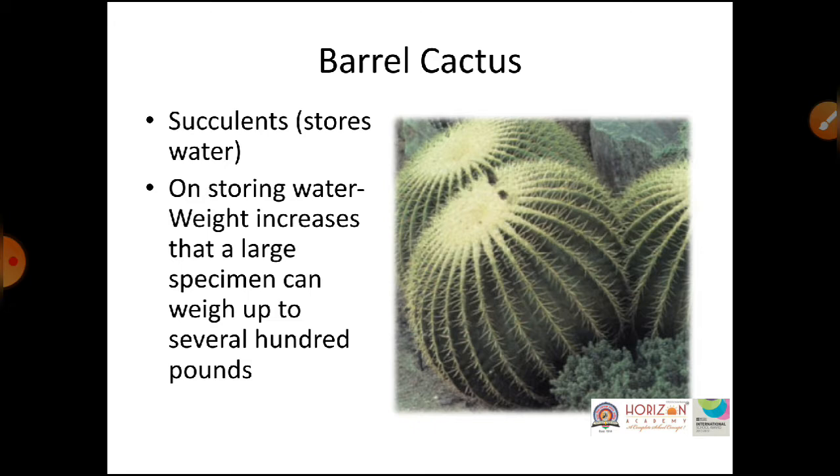First is the barrel cactus. All cacti are succulents. Succulents means they store water in their leaves, stems or roots. As water is not available in that area, they store water in their stems, and their stems are very thick so that water will not evaporate. This cactus is one such succulent that stores water. On storing water, its weight increases so much that a large specimen can weigh up to several hundred pounds.